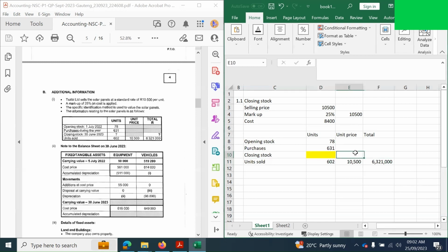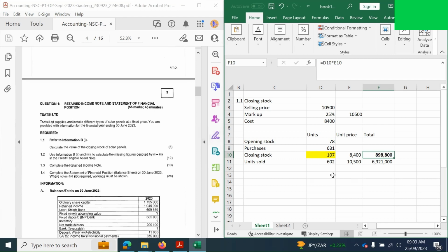Okay, so we need to calculate the closing stock. Now, we've been given the units. So from what we've been given, we can actually calculate closing units in stock. So that'll be my opening and what I bought during the year. Then I need to take out what I've sold. So 107 is the units that I have in stock. Now, the unit price for this is also what we've calculated here above, because we know the company uses a 25% markup on cost. So my cost is then 8,400, and my total value is calculated as the 107 times 8,400. So 898,800 is my closing stock value. So that answers question 1. Right, so we're done with that.